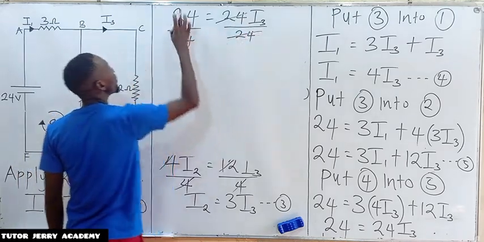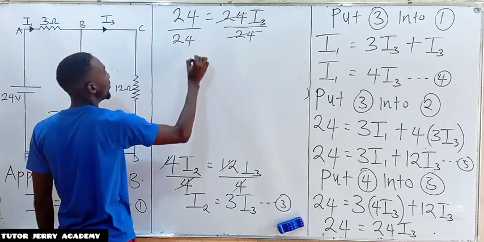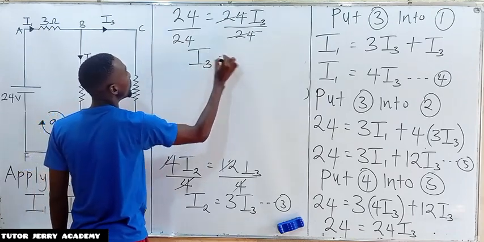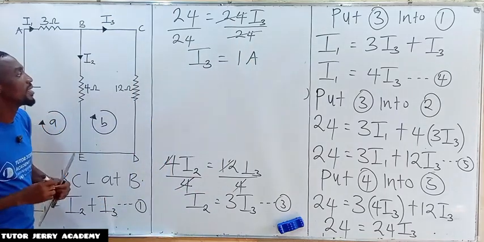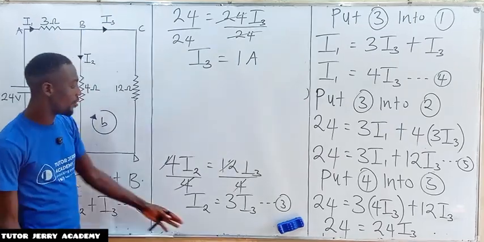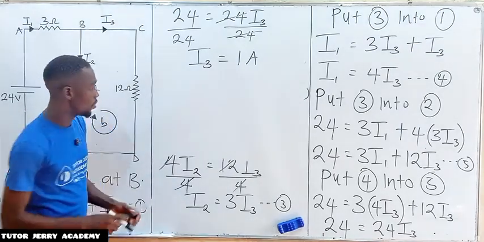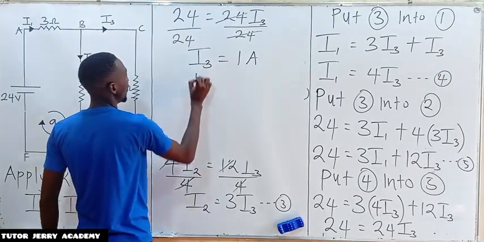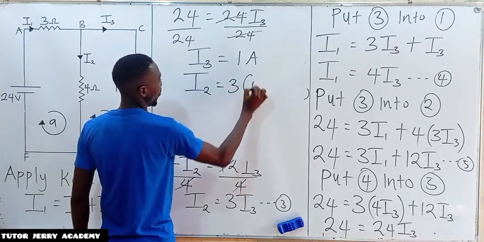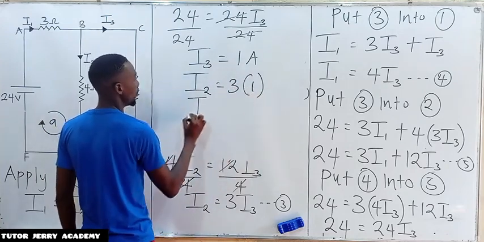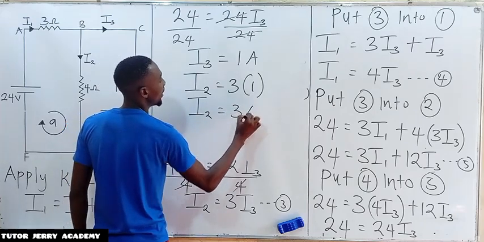24 divided by 24 is 1. So it shows that I3 will be equals to 1 ampere. All right. Now that we have gotten I3 to be 1 ampere, we can therefore get I2. So I2 will be equals to 3 into 1. So I2 will be equals to 3 ampere.